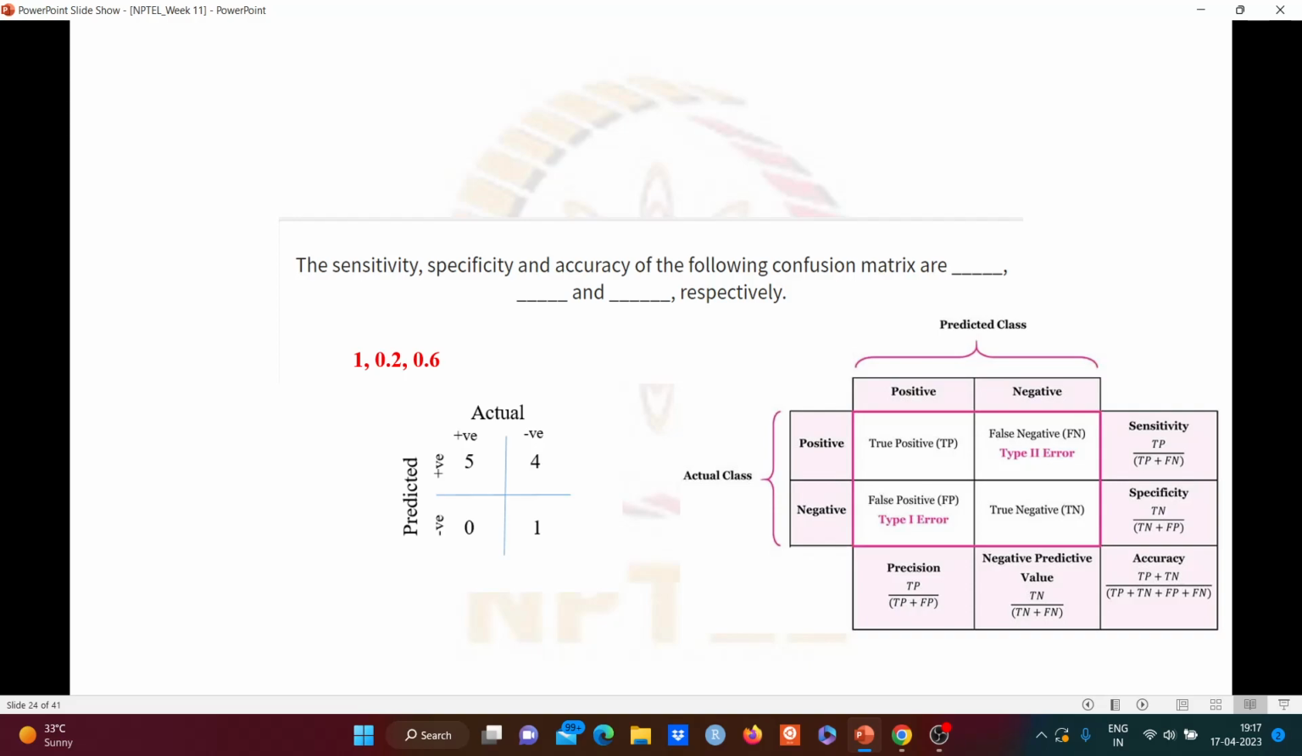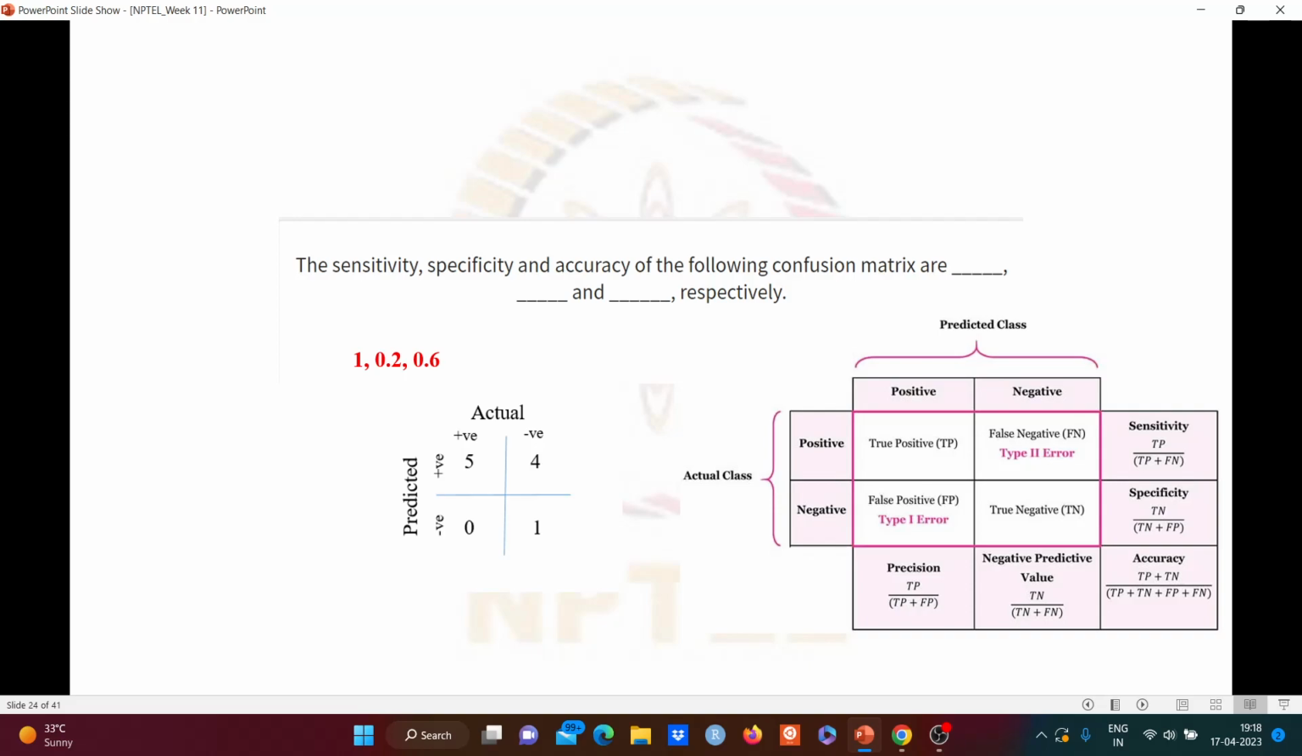Next, specificity. Specificity is the number of true negatives divided by true negatives plus false positives. Here, true negatives are those which are actually negative and predicted as negative. So it is 1, divided by 1 plus false positives, which are actually negative but predicted as positive. That is 4. So 1 divided by 1 plus 4 is 1 by 5, that is 0.2.